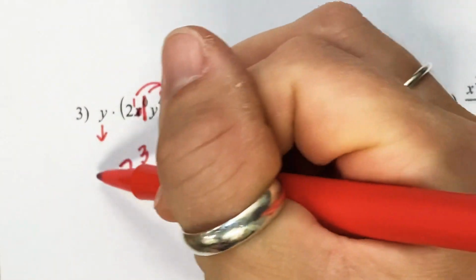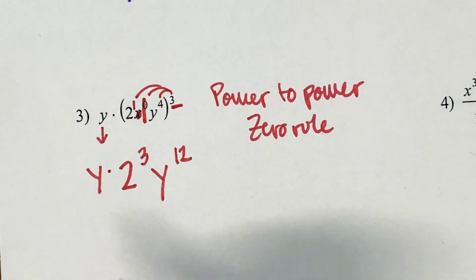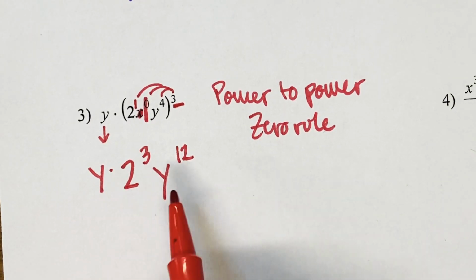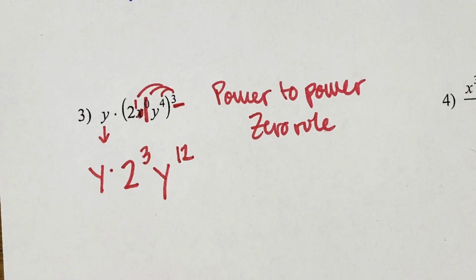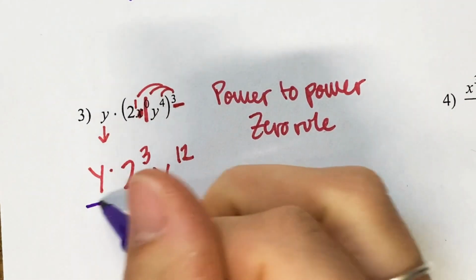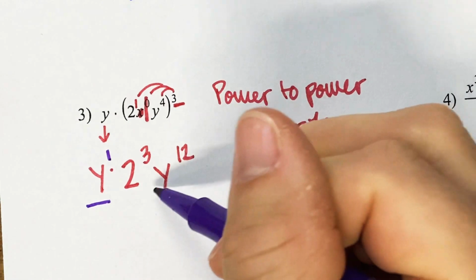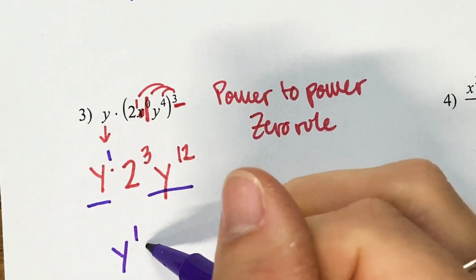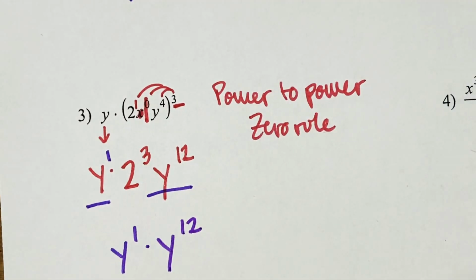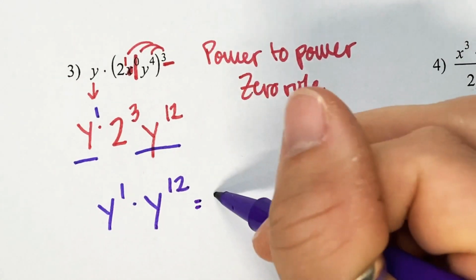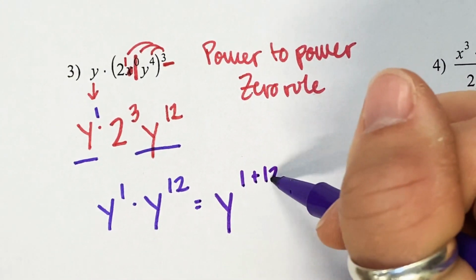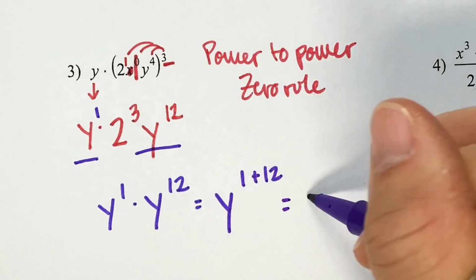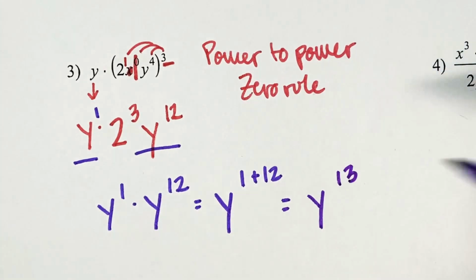But remember, we have to bring down what we haven't used yet. We are not simplified because I see more than one y. You must have only one of each base. So let's look at my y. This is y to the first power, and it's being multiplied by 12 more y's. So y to the first times y to the 12th is really saying y to the 1 plus 12, right? I have 1 y here, I have 12 more right there. Y is going to be to the power of 13.